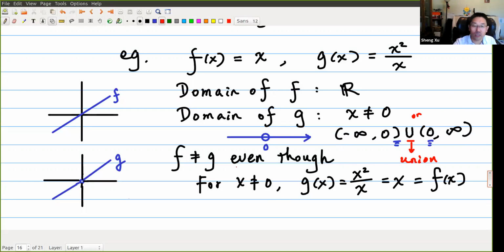f is not equal to g, even though when x is non-zero, we say g(x) can be simplified as x, which is equal to f(x). If you look at the graph of these two functions, the graph of f, we know, y equals x, is just this straight line, including all the points. But for g(x), that line is not defined at x equals zero. So it's the line, but with a hole. So the graph is different, by a point.